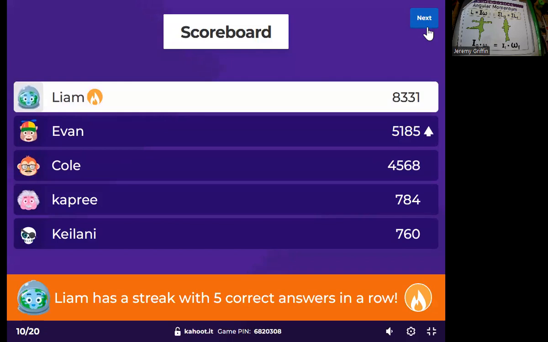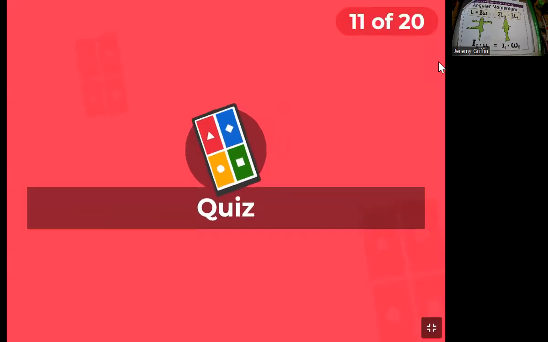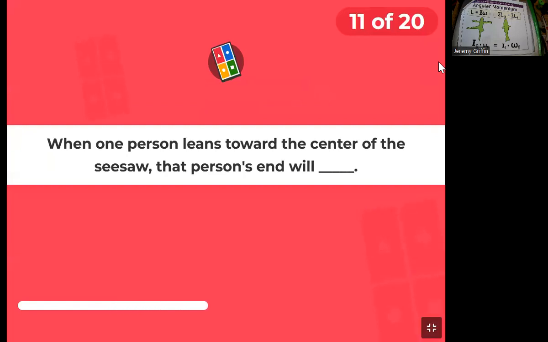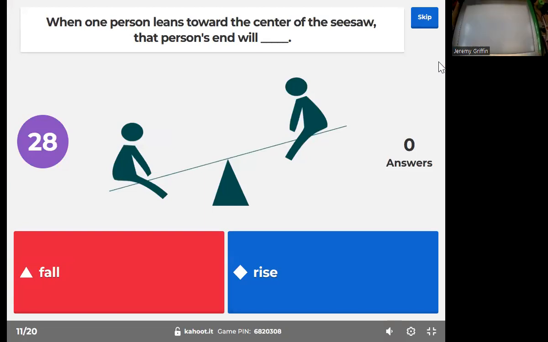Lehman first, Evan and Cole second, third, Capri and Kaylani, rounding out the top 5. When somebody leans to the center of a seesaw, what will that person's end of the seesaw do?